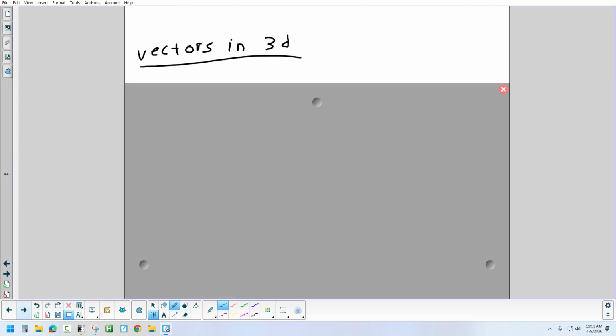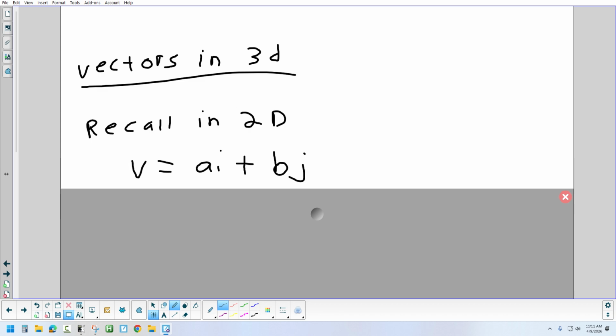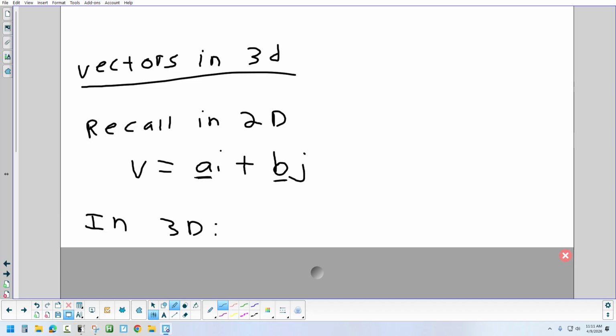All right, so next thing. Let's look at vectors in 3D. So in 2D, that is how you write a vector. What does the A represent? Horizontal component. Yep. So A is the horizontal component, or you could say the x-axis component. Yep. And what's the B? The vertical component, or we call it the y-axis component. Yep. So A and B are the components.